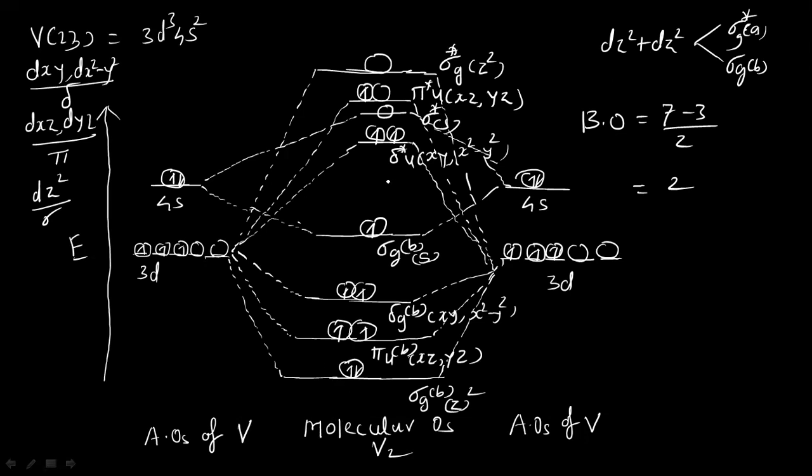There are 3 unpaired electrons in the antibonding molecular orbitals. As the number of electrons are unpaired, this divanadium molecule is a paramagnetic molecule. So in this way, we draw the MO diagram of this divanadium molecule.